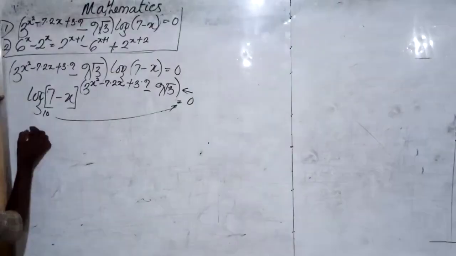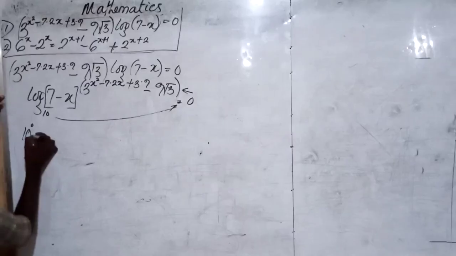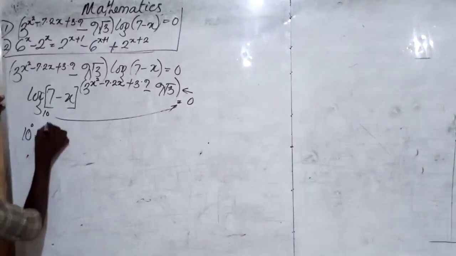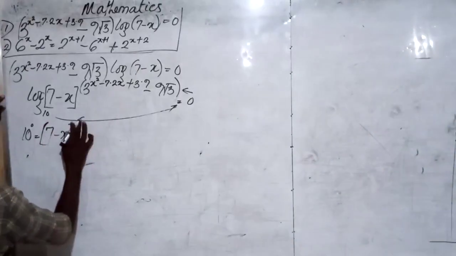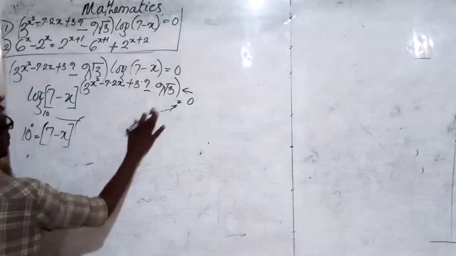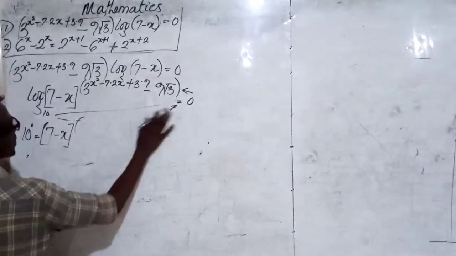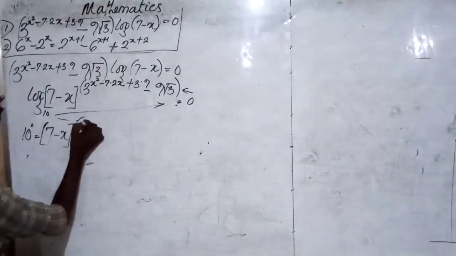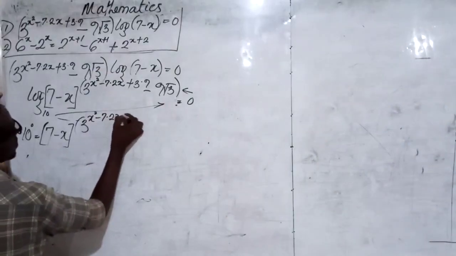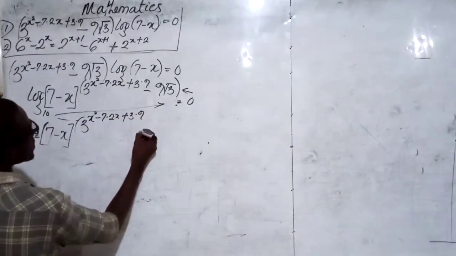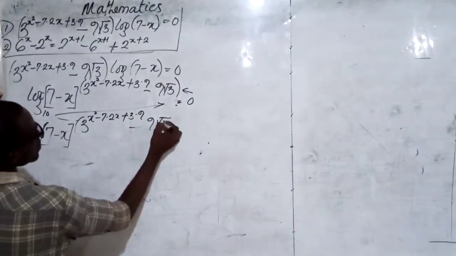So that we have 10 raised to the power 0 is equal to 7 minus x, all raised to the power, we brought this here, okay, so all raised to the power 3 raised to the power x squared minus 7.2x plus 3.9, minus 9 root 3.